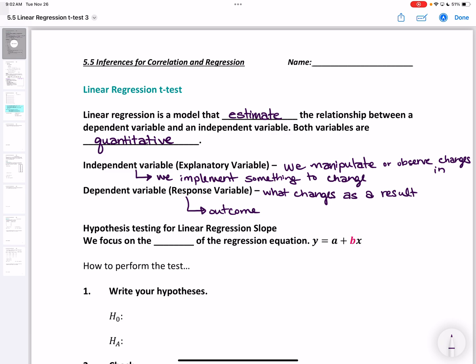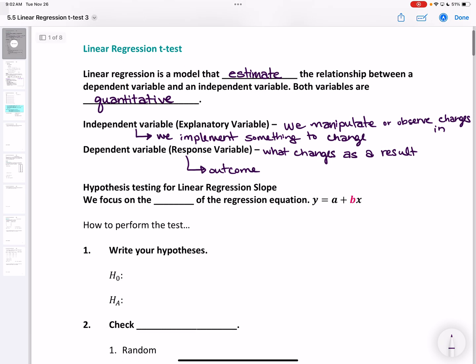So two quantitative variables, we're looking to see, is there an association between them? We have the explanatory variable, which is something we manipulate or we observe a change in, and then the response variable, which is the outcome. Okay? All right. The reason why I included independent variable and dependent variable is that's how you would have learned it in like pre-algebra and algebra 1. The independent variable is your x, the dependent variable is your y.